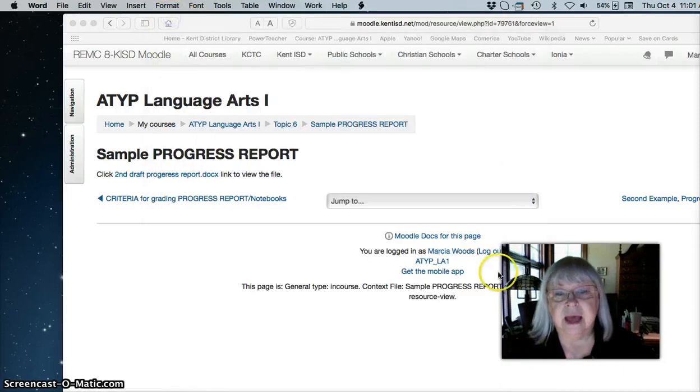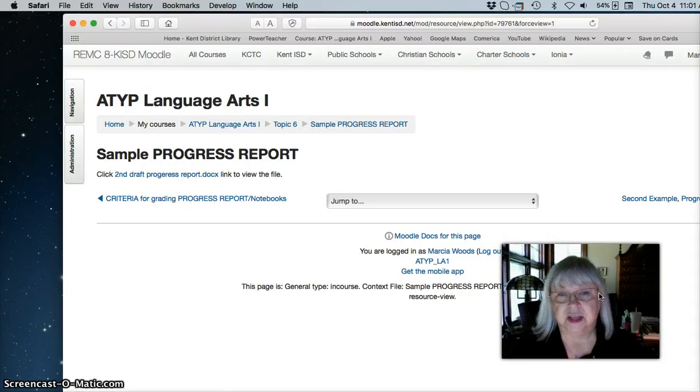Okay, that was actually a very good one. There are two other samples that are shorter, but I wanted you to see what they looked like, because that's the most mystifying thing of this paper for most students.